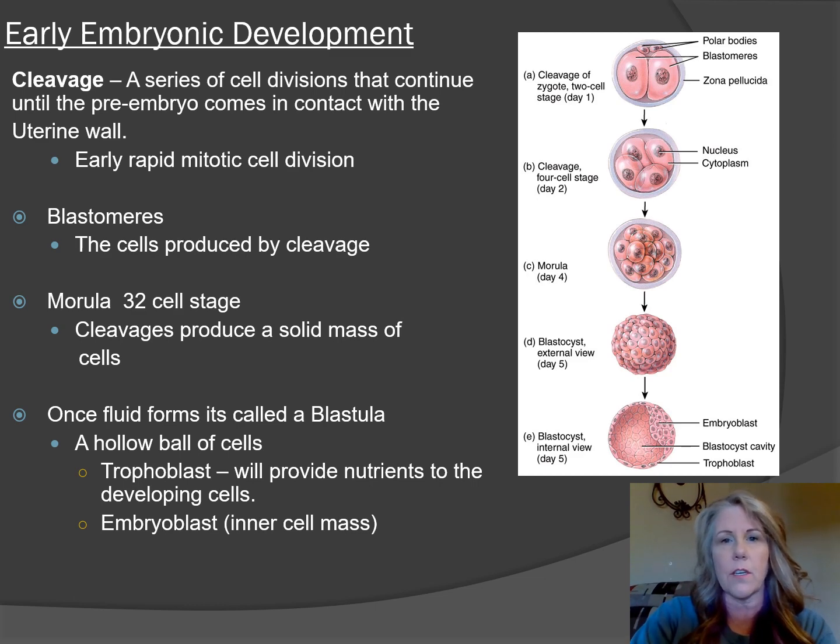From there, it really starts to change, and a fluid starts to form. Once fluid forms, it's called a blastula. Looking at the bottom picture, we have a blastula, a hollow ball of cells. There are different parts to this. We have a trophoblast, the cells that surround it, and it will provide nutrients to the developing cells. Then we have an inner cell mass, called an embryoblast. So find the trophoblast on the picture and then find the embryoblast. Then we also have the blastocoel cavity. So there are now distinct regions and differences in that developing embryo.